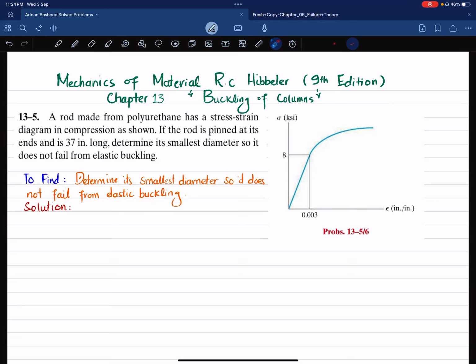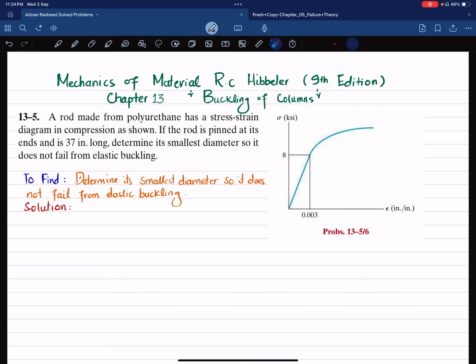Welcome back. In this video, we are going to solve problem 13-5 that is taken from chapter number 13, Buckling of Columns, and the book name is Mechanics of Materials by R.C. Hibbeler, 9th edition. The statement is: a rod made from polyurethane has a stress-strain diagram in compression as shown. If the rod is pinned at its ends and is 37 inches long, determine its smallest diameter so it does not fail from elastic buckling. So let's start with the solution.